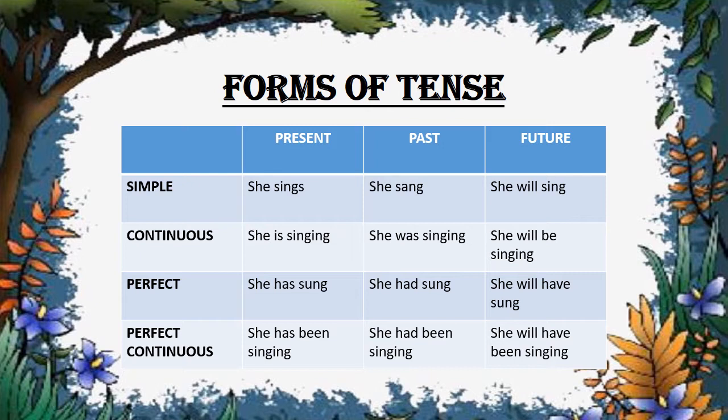Now, I told you that there are three forms in tense, isn't it? And they also have some subdivisions. Each of these forms, present, past, and future, has four other different forms. So let's have a quick recap of these kinds.